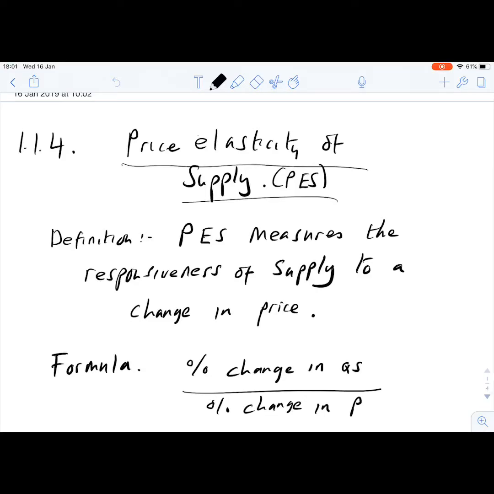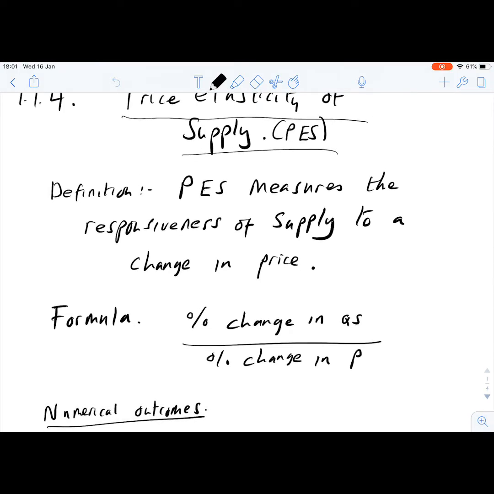Okay, this video is about price elasticity of supply, PES. The definition of price elasticity of supply is that it measures the responsiveness of supply to a change in price. So when there's a change in price, whether that is an increase or a decrease, how does supply react? Is it very responsive or does it not respond much at all?